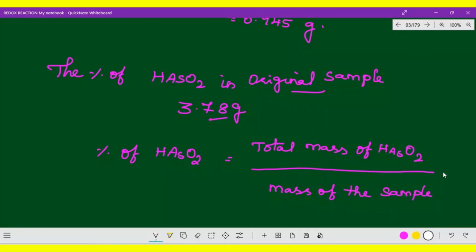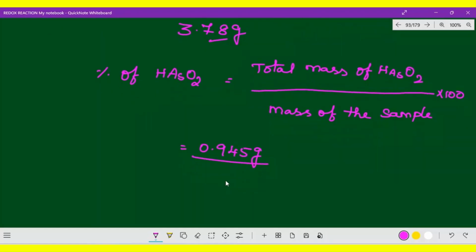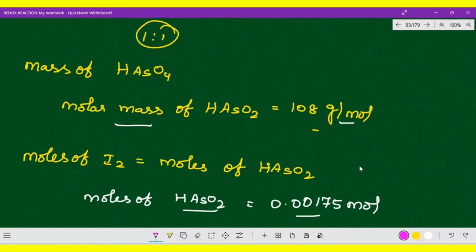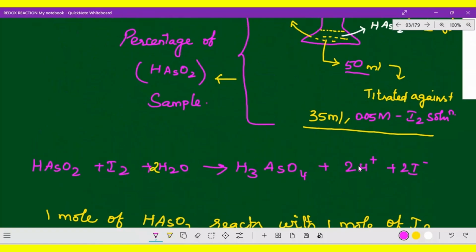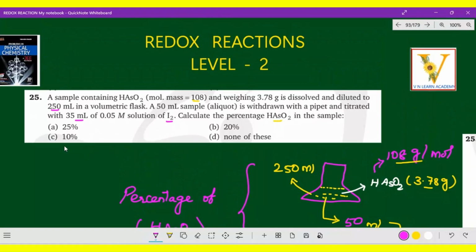Can we apply the value? Percentage means times 100, right? So what is the answer? 0.945 gram divided by 3.78 gram, into 100. So you will get 25%. So the answer is 25%. I hope you got that idea. It is a lengthier question; I hope this picture will help you to understand this. So here in this question, option A is the correct option.